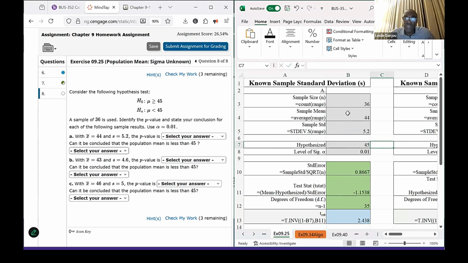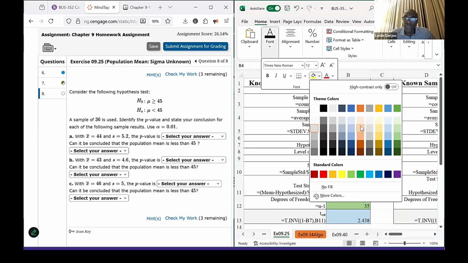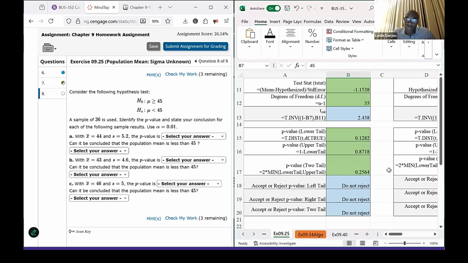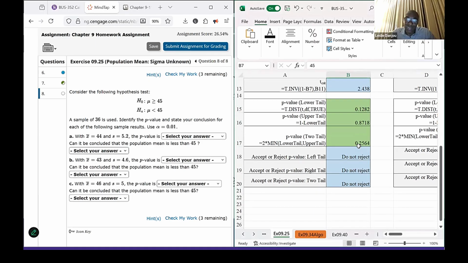So what am I really testing? I am testing my sample's average. I'm going to orangefy this. And I'm also testing my hypothesized value, this guy right here. So the question is, is 44 statistically less than 45? If I scroll down, since this is less than, it's going to be a left-tailed test. For left tail, it says do not reject. So 44 is not statistically less than 45.